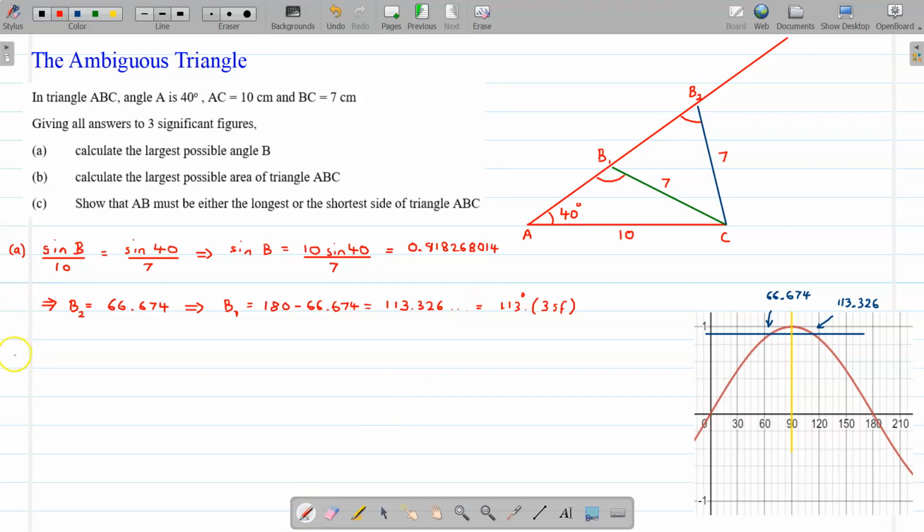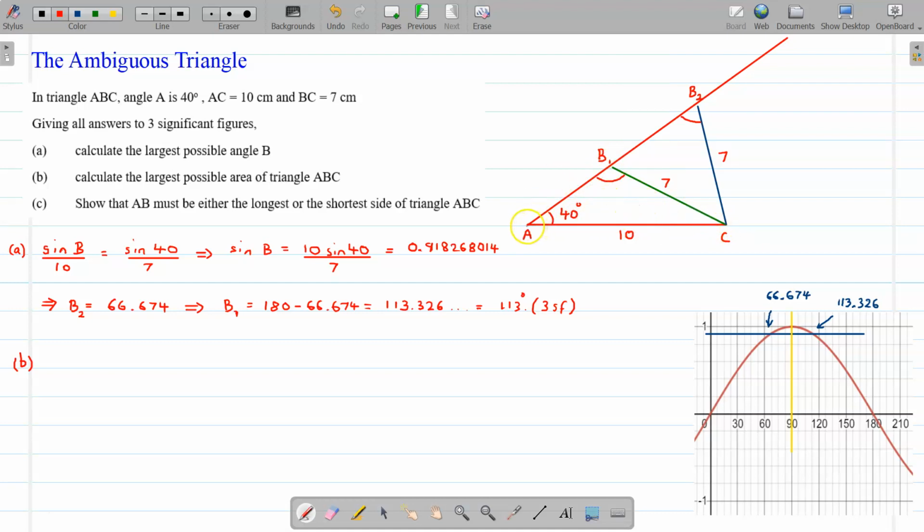Now in part B, it says calculate the largest possible area of the triangle ABC. Now, it's quite easy to see what's going on here. You see, if I went from A to B1 to C, that's going to create that area in there, which is quite small.